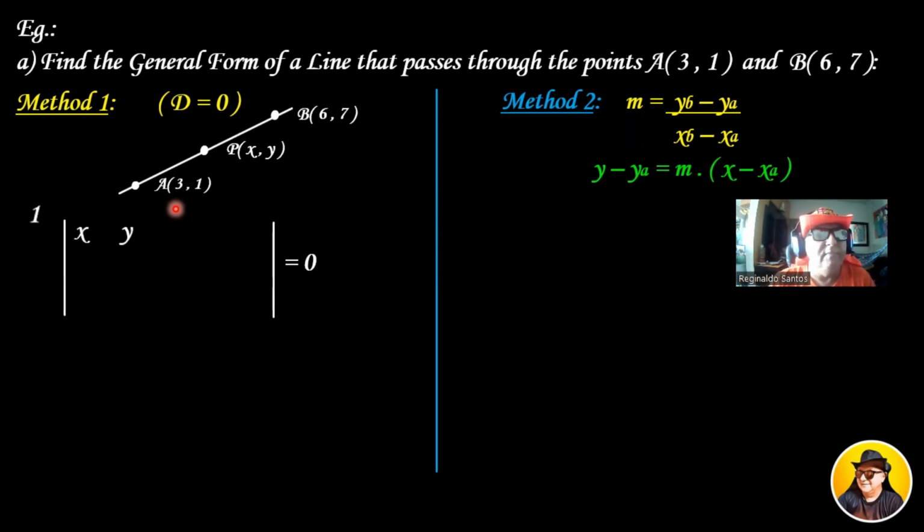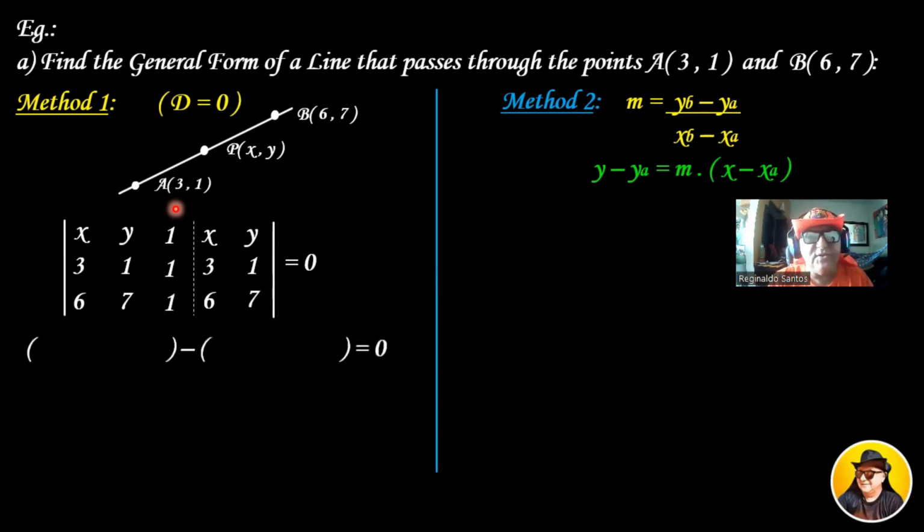So x and y. And now 3 and 1, the coordinates of point A, and 6 and 7, the coordinates of point B. I'm forming a determinant with a column of numbers 1. This is the law of Sarrus, and I'm applying it. Now we repeat the first column, x, 3, and 6, and we repeat the second column, y, 1, and 7. Now we form 2 parentheses in this situation.